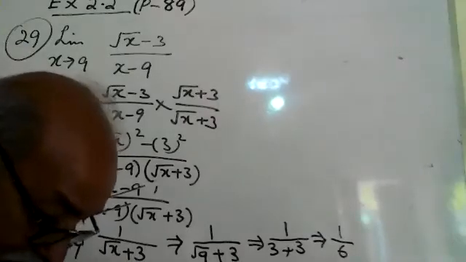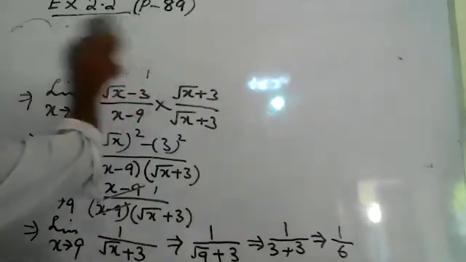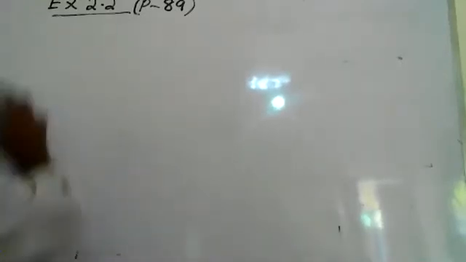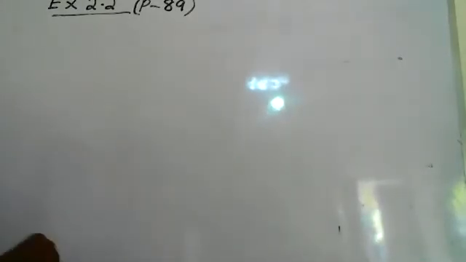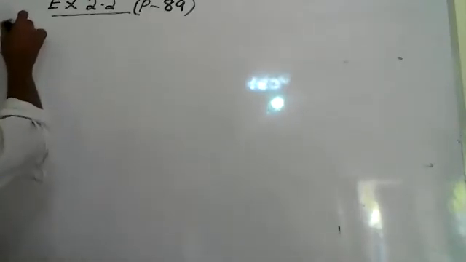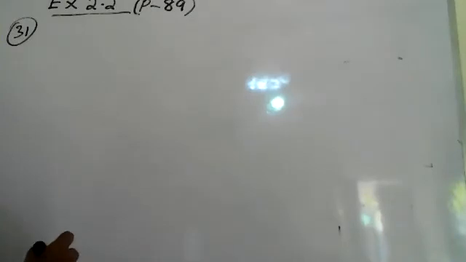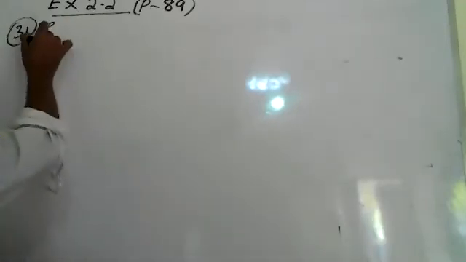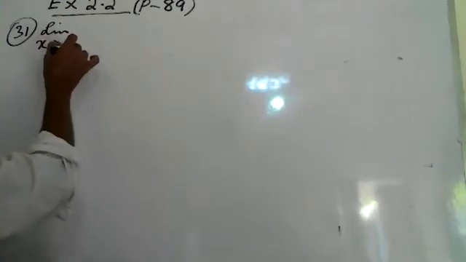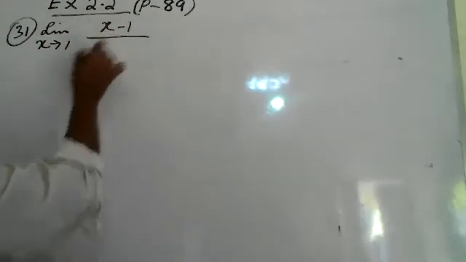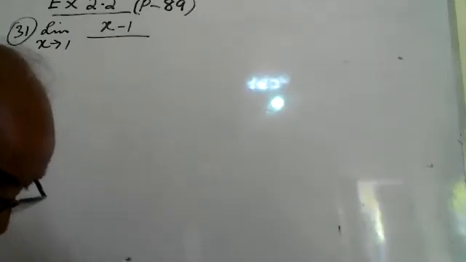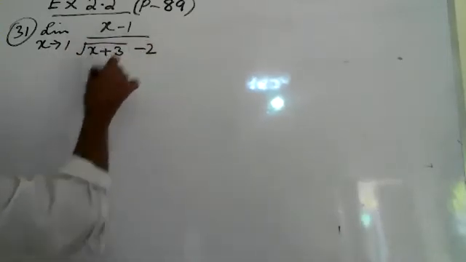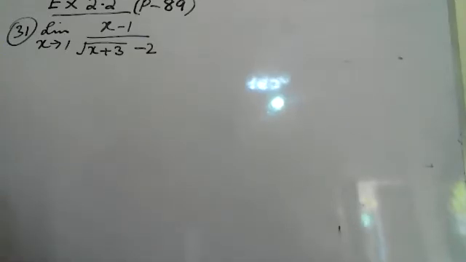Question number 31. Limit x tends to 1, x minus 1 upon root x plus 3 minus 2.